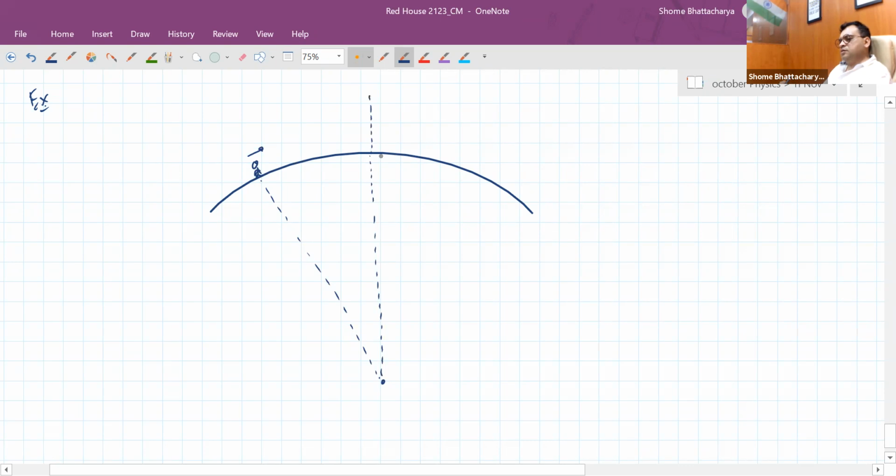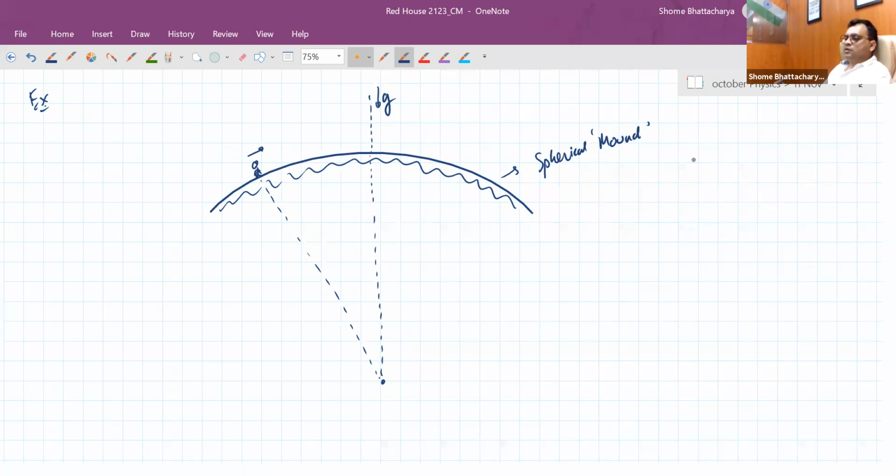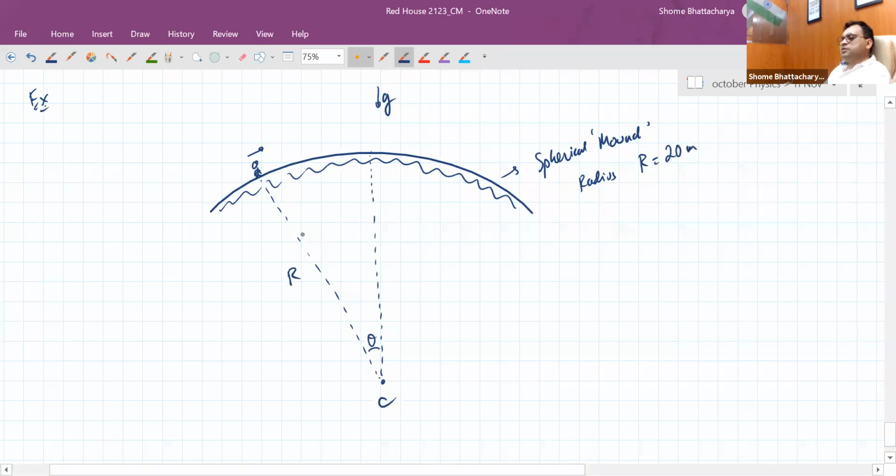So the vertical line. The spherical mound or hillock, a small hill kind of thing, is of radius 20 meters. Okay.